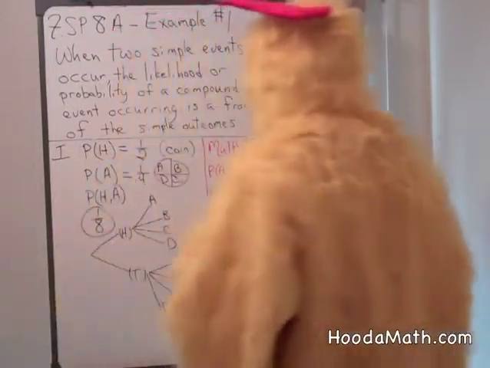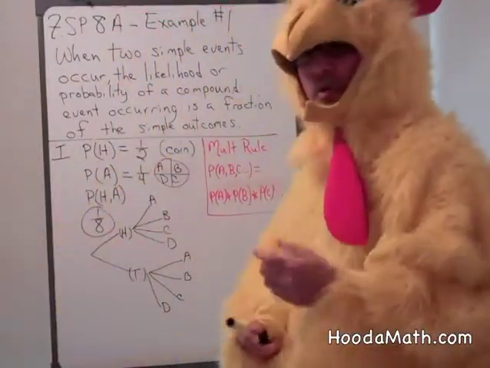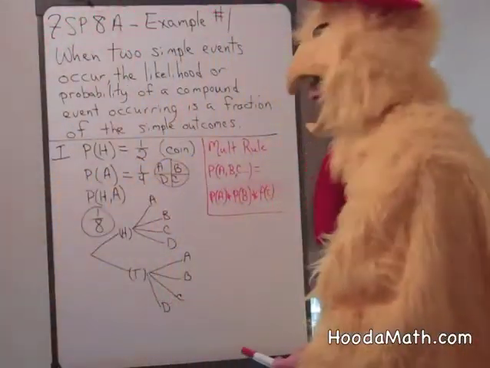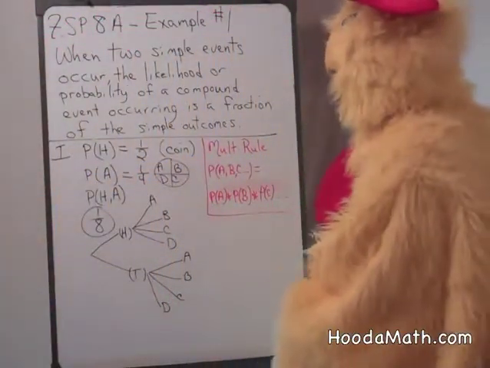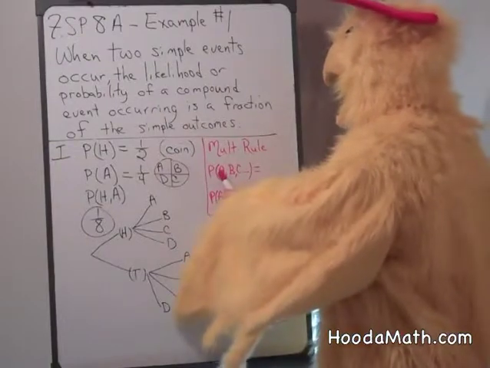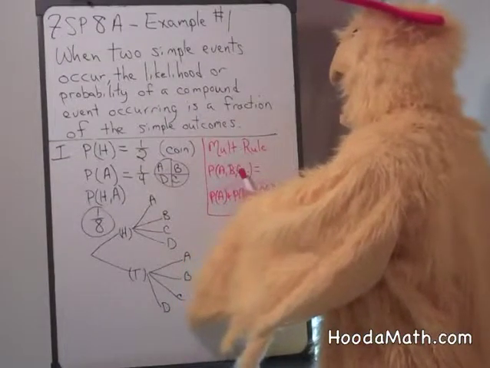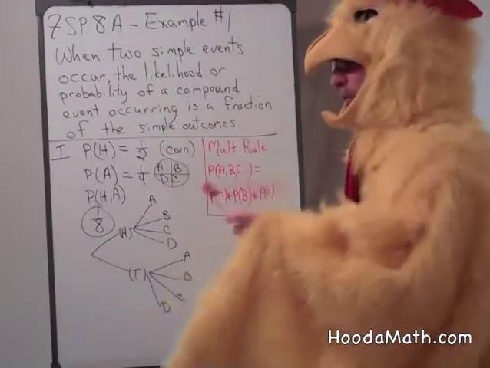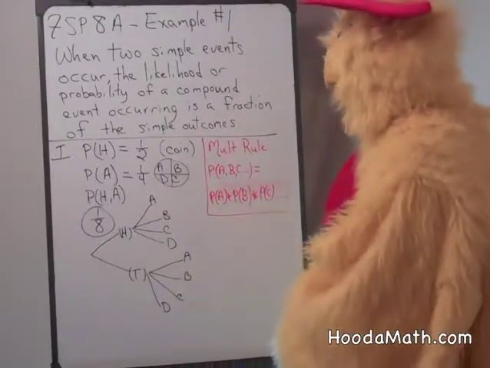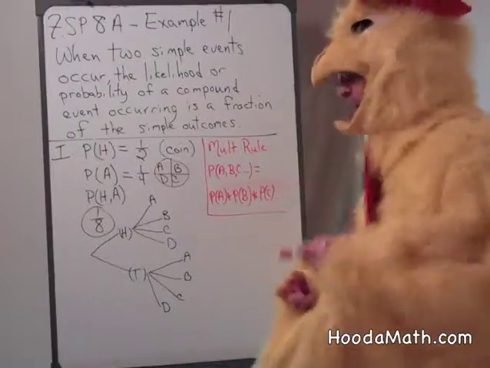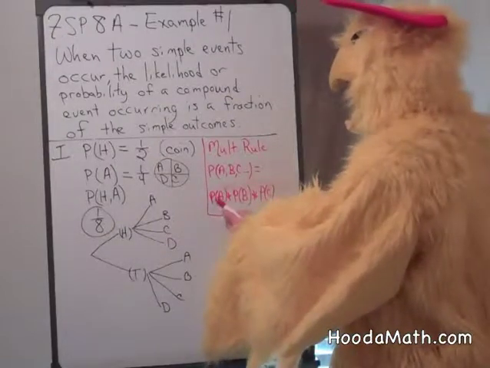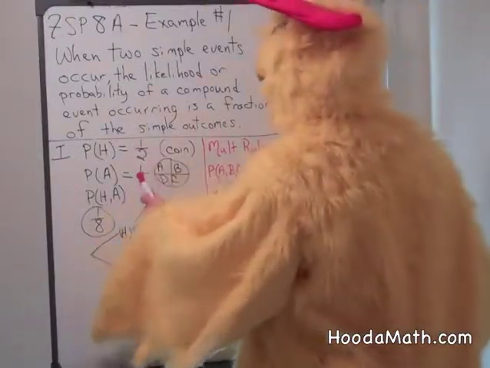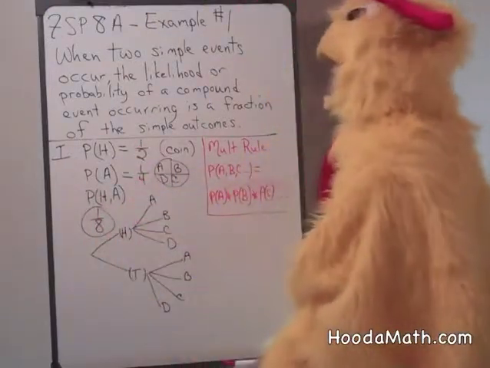1/8. Now there's something else, a quicker way of doing that, and that's called the multiplication rule of probability. If you knew the probability of A, and the probability of B, and the probability of C, the probability of all 3 of those things occurring is obtained by multiplying their probabilities. So 1/2 times 1/4 equals 1/8.